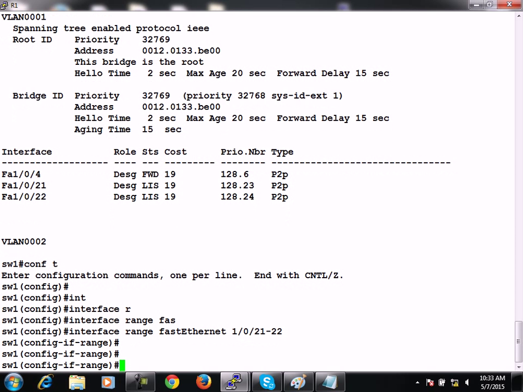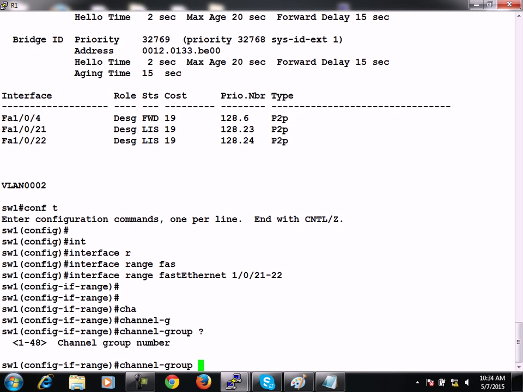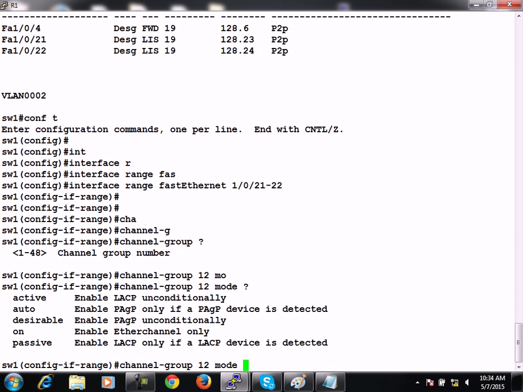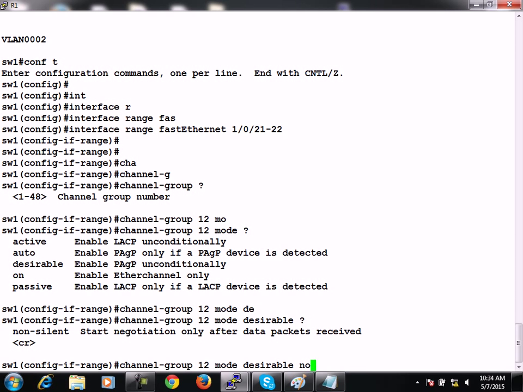So to configure PAgP here in between switch 1 and switch 2, what will we configure? I will say channel-group, and it will depend on the maximum number of available numbers, right? Of course we can take any number in between 1 to 48, and these numbers have local significance, right? It is not mandatory to configure the same number on both switches, fine? So let's say that I have taken 12, and then I will define the mode, because here I want you to configure PAgP. For PAgP we have only two modes, either auto or desirable. So let me configure desirable, and then you also have this non-silent keyword.